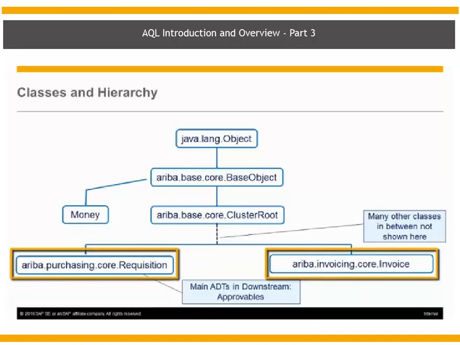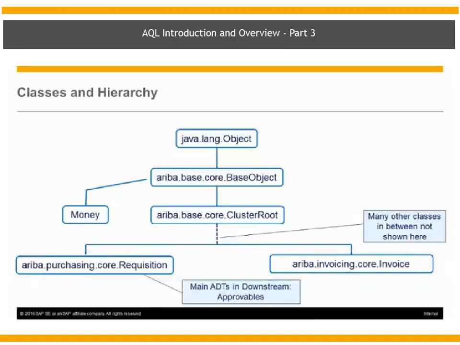When all these ADTs and classes are placed together in a class hierarchy, you can see that any of the objects you deal with in your Ariba application are derived from a series of indirect superclasses that go all the way up to the two major abstract classes, base object and cluster root, going through many intermediate classes not shown on this slide for simplicity. In our examples, requisition and invoice inherit all the functionality and attributes from all the superclasses in the hierarchy.